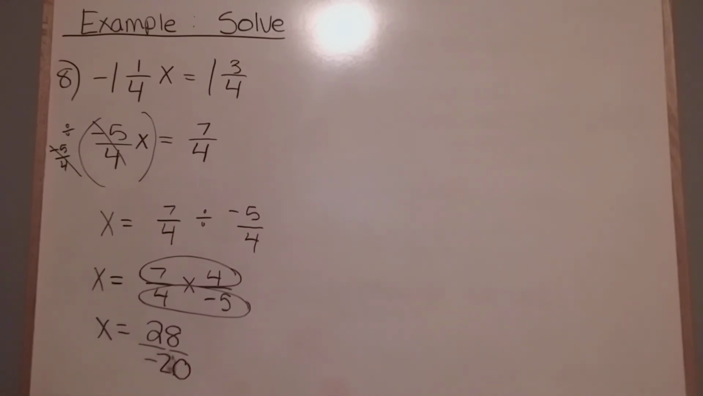20. And then I have to put it into lowest terms. So a common factor is 4. So that's equal to negative 7 over 5. That's my final answer.